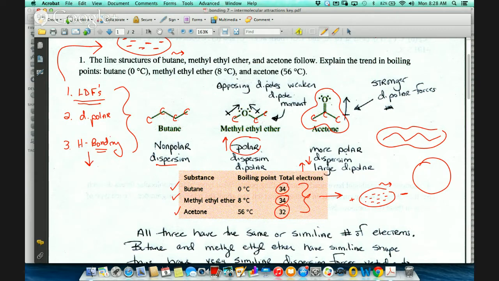Acetone has London dispersion forces, and it has a dipolar force, but you can make the case that it's more dipolar because this O creates more asymmetry. You can't say it has H bonds because there's no H attached to this O here. So acetone has an additional attractive force than butane, but is higher than methyl ethyl ether because its dipolar forces are greater. It's more polar. Okay? And let's see if we understand that correctly.